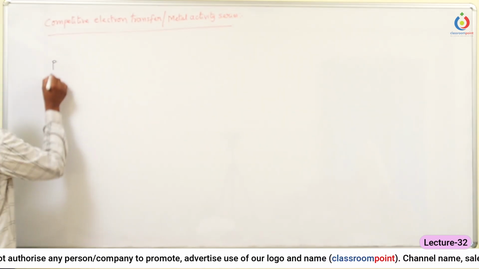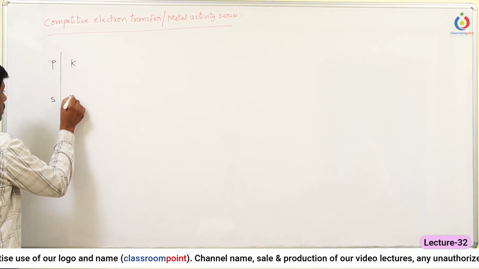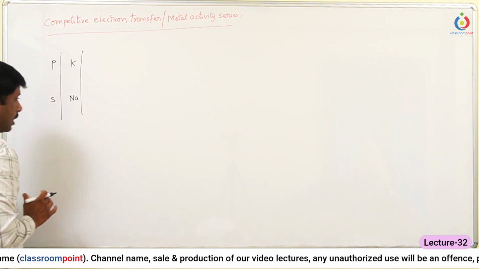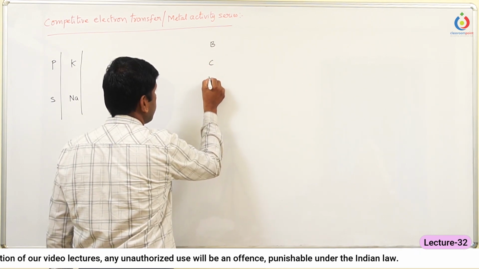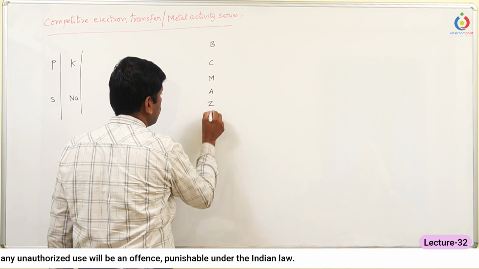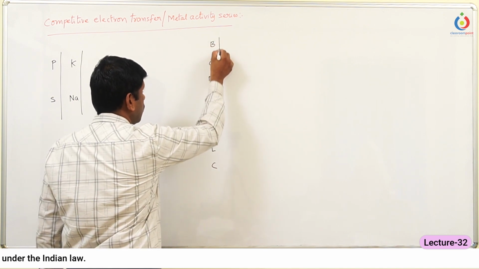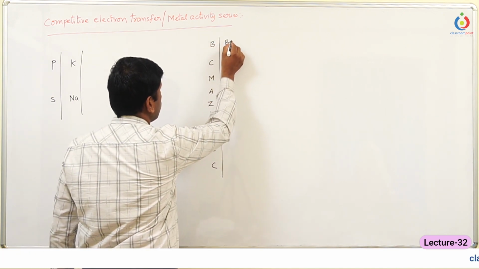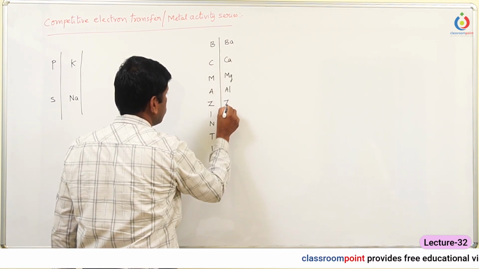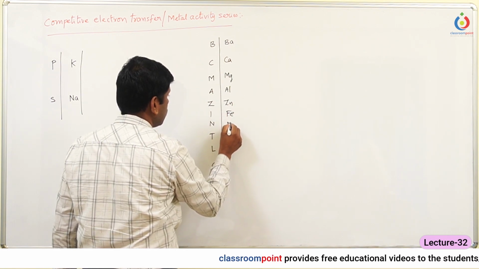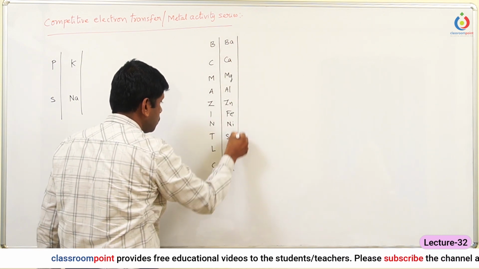So I am writing here PS. We know what the meaning of PS is. P stands for potassium, S stands for sodium. So I am taking this as one set. Next one, PS, BC, these are all Mg, Al, Zn, Fe, Ni, Sn, Pb, Cu up to here. What is the meaning of this? Barium, calcium, magnesium, aluminum, zinc, iron, nickel, tin, lead, copper. So this is one set.